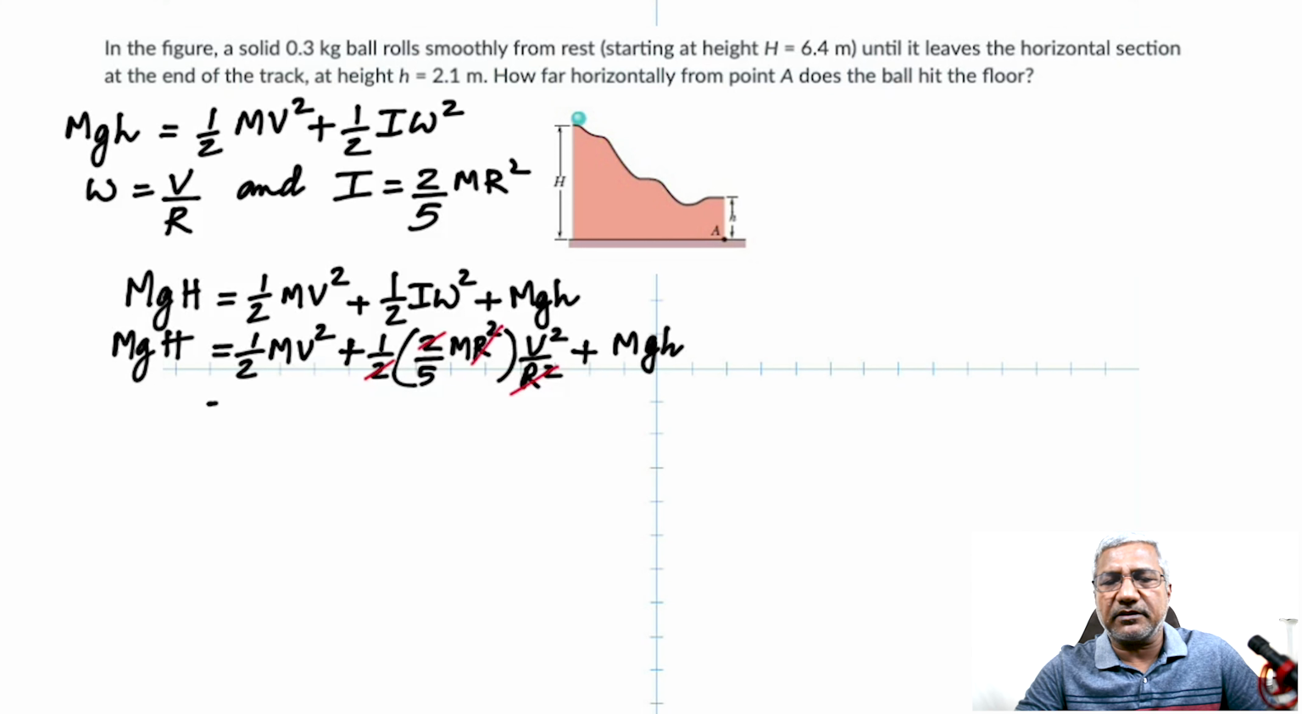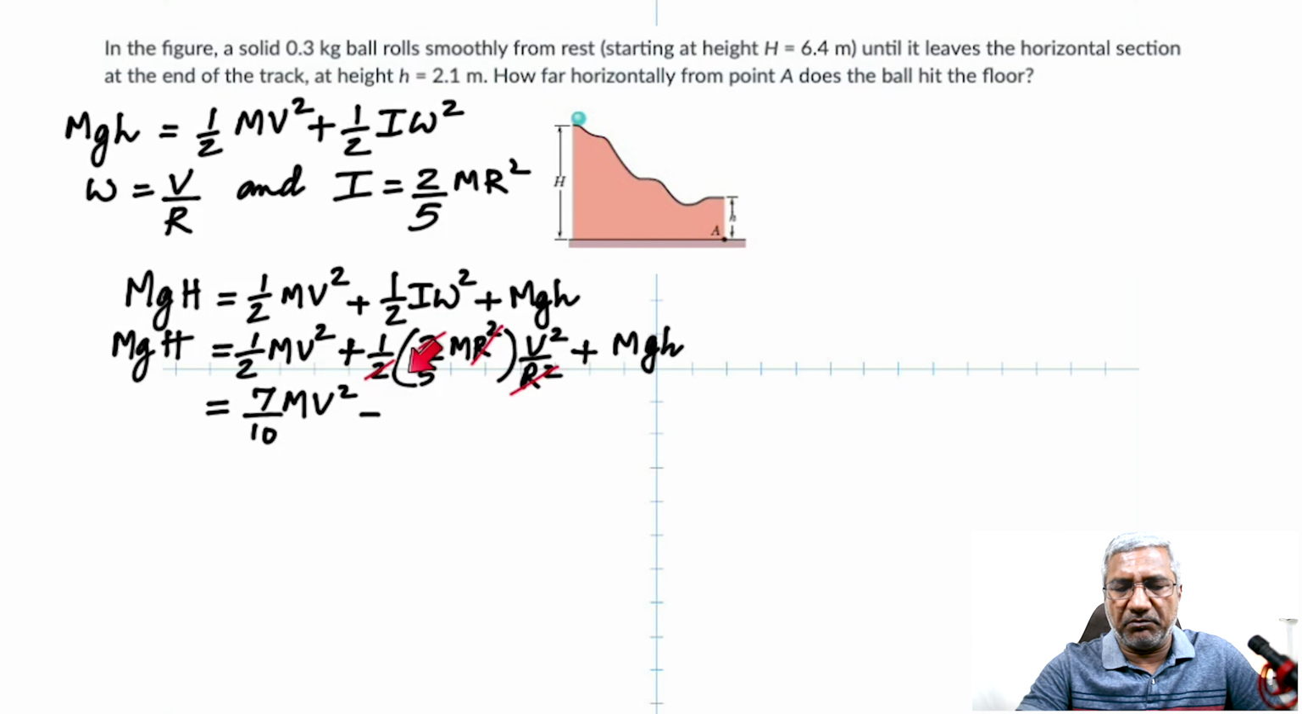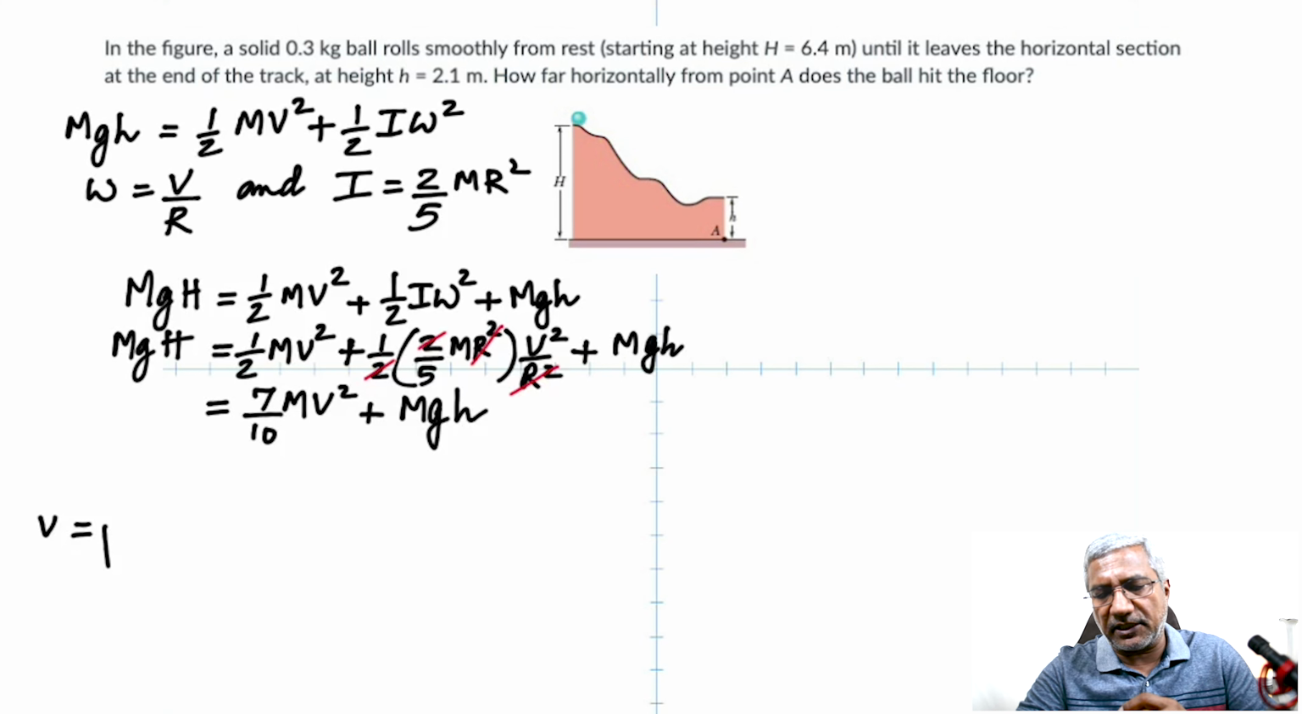The 2's get cancelled, the R squares get cancelled, and here you have 1 by 2 plus 1 by 5, which is 7 by 10. So that's how I get 7 by 10 plus mgh again. And then we have mv squared here, and also mv squared here. So all I've got to do is add 1 by 2 plus 1 by 5, which gives 7 by 10 mv squared plus mgh.